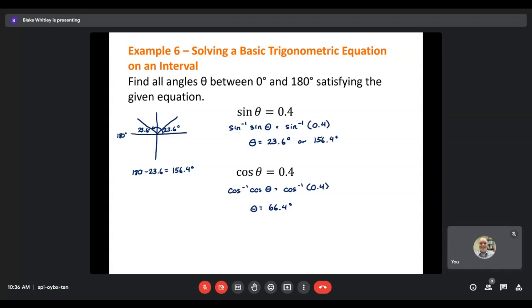Okay, so if we're dealing between 0 and 180 degrees, sine is the only time we have to worry about finding two different values. With cosine or tangent, because they're going to be negative in the second quadrant, we're not going to have to worry about finding a second value.